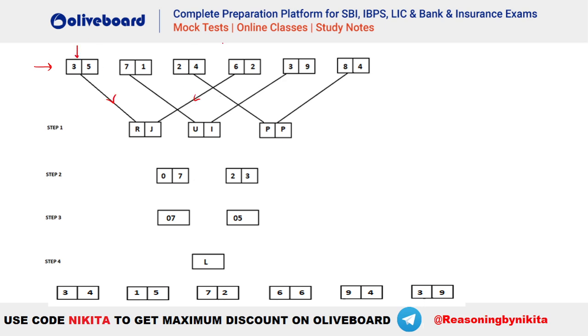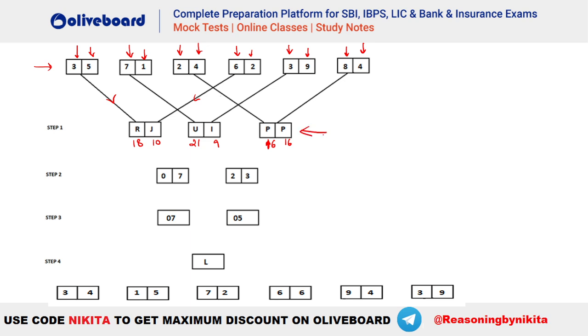So this 3 into 6 gives you a 18, and R is what? This is 18. Similarly, this 5 into 2 gives you a 10. So what is J? That is your 10. Similarly, 7 into 3 gives you a 21, so we have a U here. 1 into 9 gives you a 9, so we have a I here. And 2 into 8 gives you a 16, so we have a P here. And similarly, 4 into 4 also gives you a 16, so we have a P here, right? So this is your 16 and 16, okay?